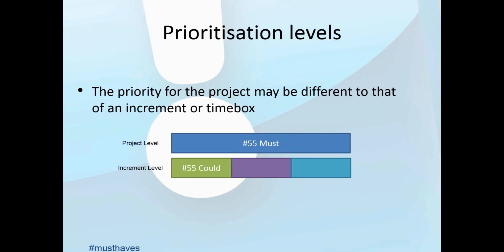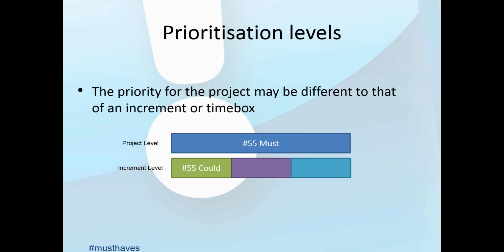So let's say requirement 55 is a must for the project. Let's say that project is 3 months long. And you might try to deliver that requirement in the first increment or first time box or first sprint, whatever you want to call it. So let's say that first increment is a month long. You might try to deliver it in that first increment.